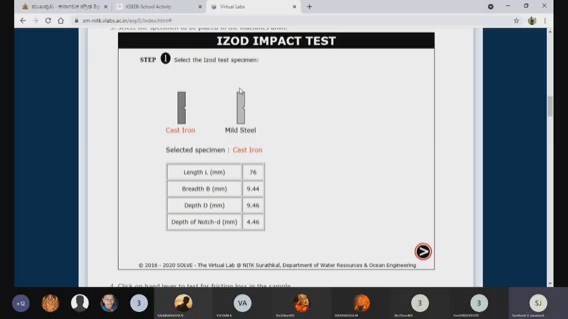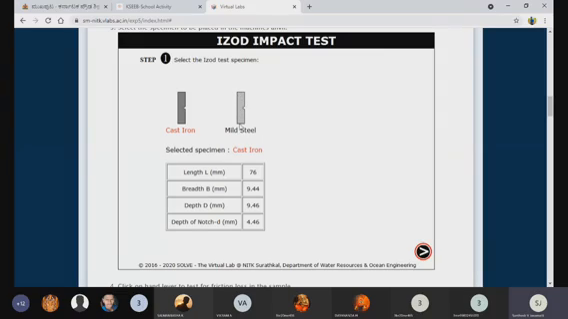Sorry, this is not the Charpy test, it is the Izod test. The Izod test means 75 mm length, while Charpy is 55. Sorry, don't get confused. For this Izod test we have 75 mm. People mention 76, but it is exactly 75 mm.